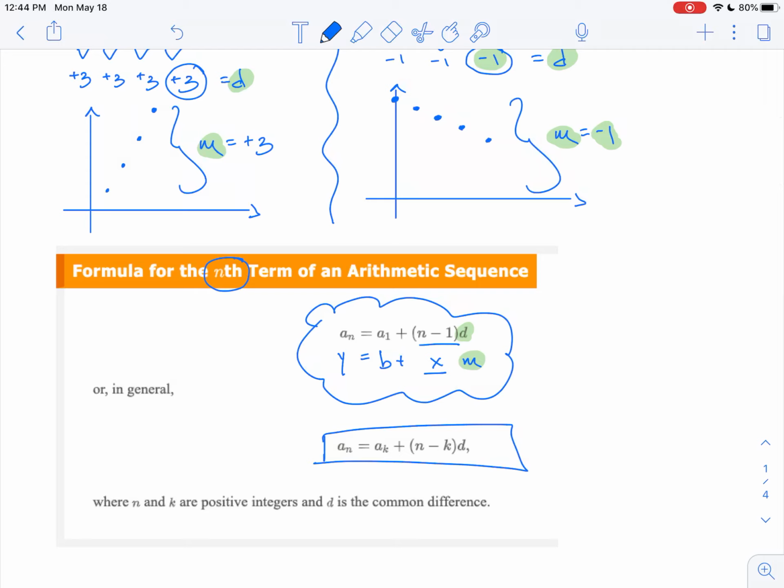Another name for this kind of formula, it is called an explicit formula, or sometimes it's referred to as a closed formula. All right, so explicit or closed means that you can find any term you want pretty easily just by plugging in n.